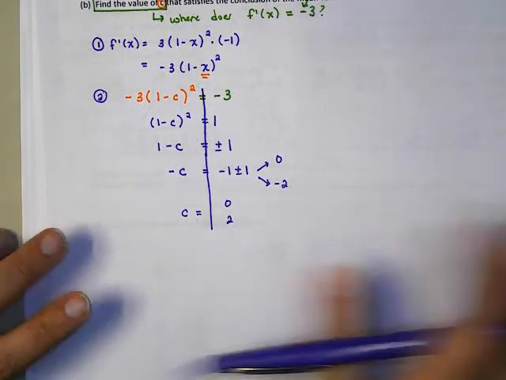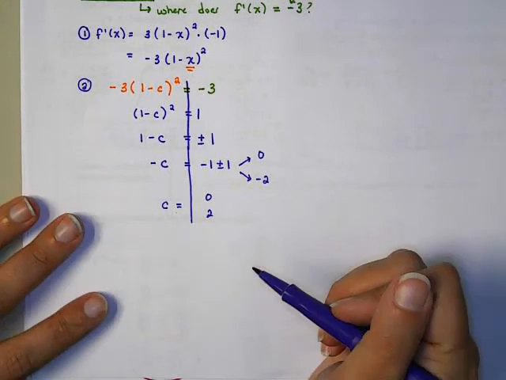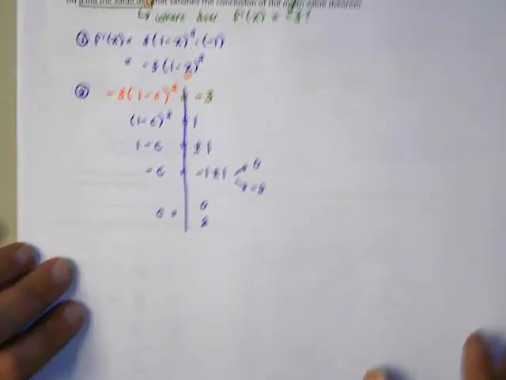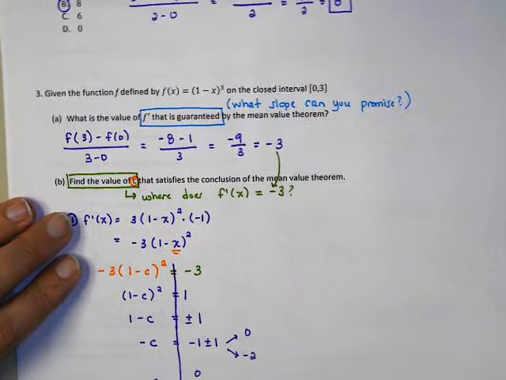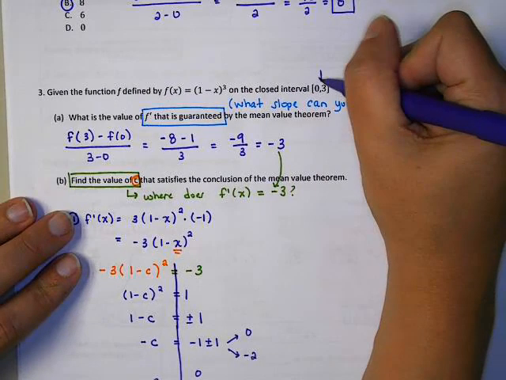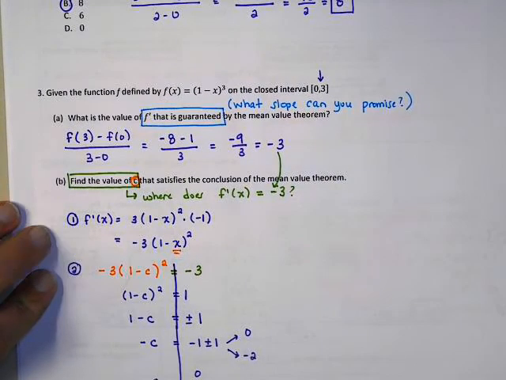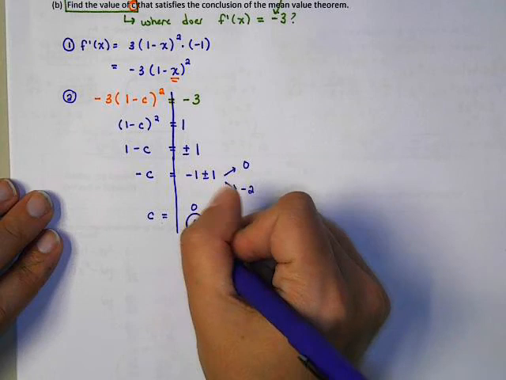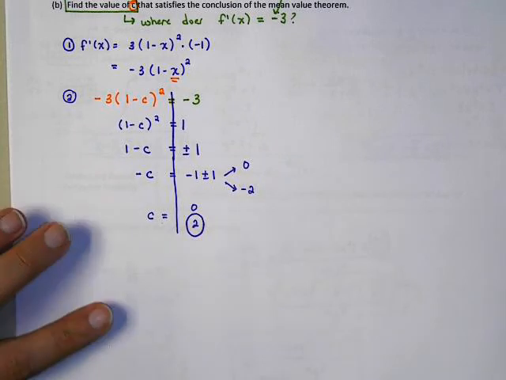Now you might be wondering, can I have two answers? The answer is no. The answer that we find needs to be within this interval. Since 0 is one of the endpoints and not between those two numbers, only the 2 would be my answer for this problem.